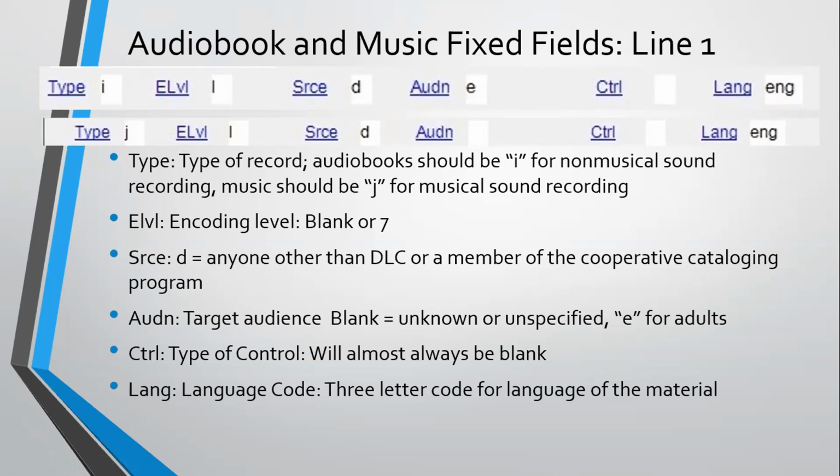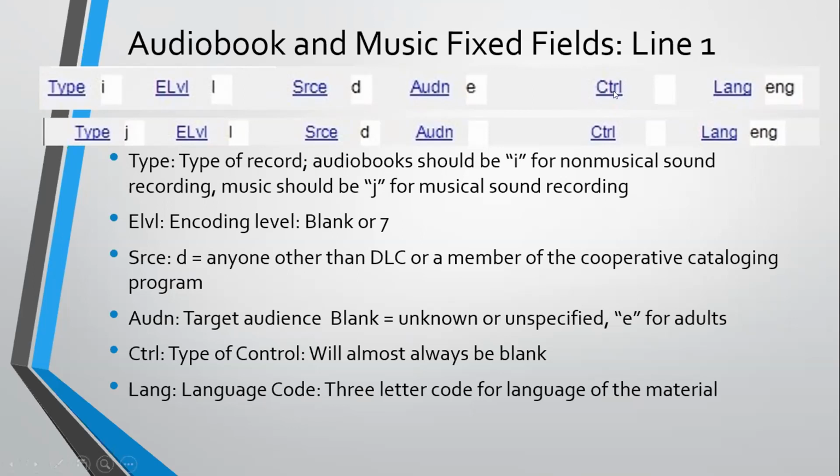For music, this can be the audience that is intended to listen to the music. I think it's interesting for musical scores. It can also be who is intended to perform the music. But again, we're not really talking about scores today. Type of control, it's like this, and it will almost always be blank now.